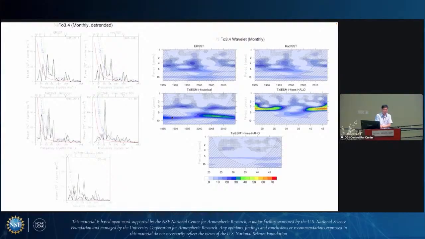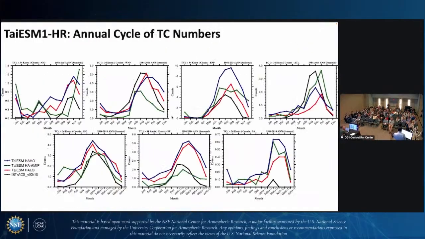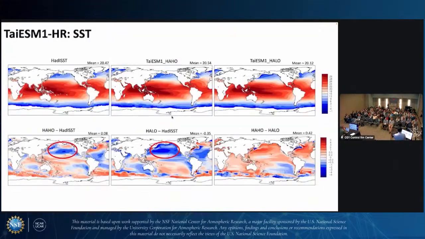Could you show your Halo versus HAHO SSTs? Looks like the upwelling is actually stronger in the low resolution model than in the high resolution model. That seems kind of unusual. Yeah, okay. We surprisingly found that. We don't know why, actually.